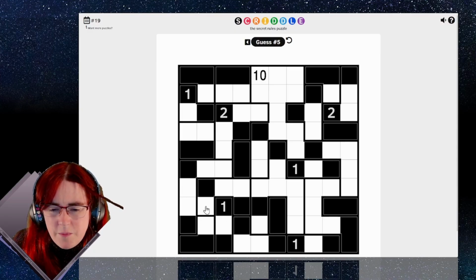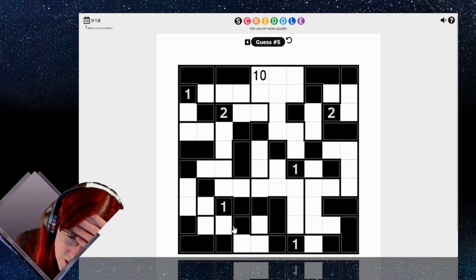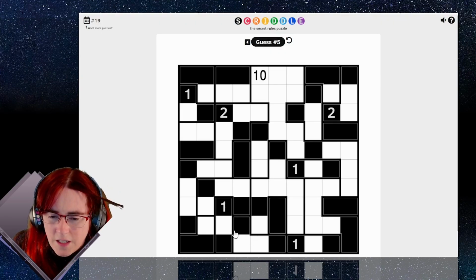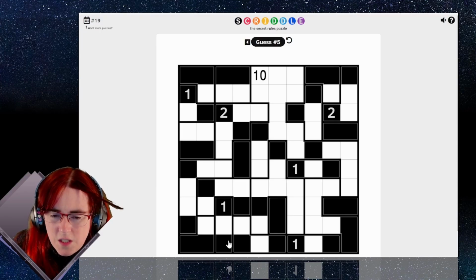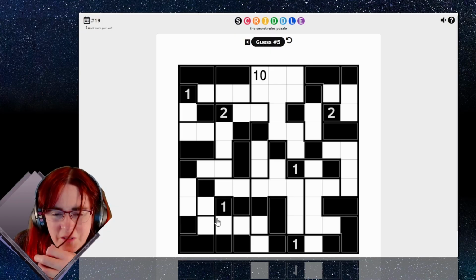So this bit here is isolated now. So this L shape down here is completely constrained, I think. So it can't have this pattern here because this one is forced. Or is this one forced? Oh no, we don't know if it's forced because we still don't understand the yellow rule.